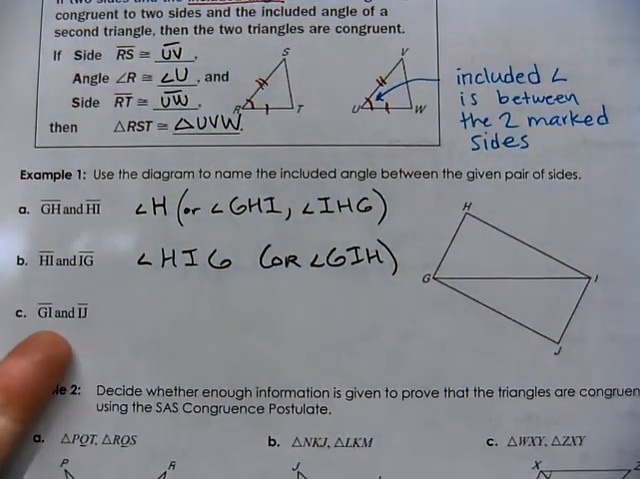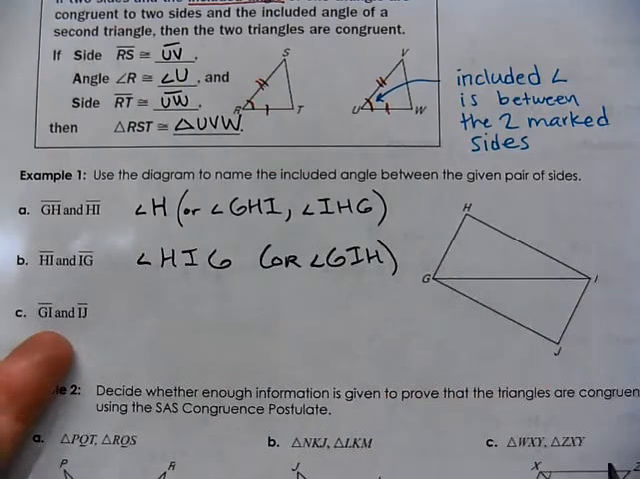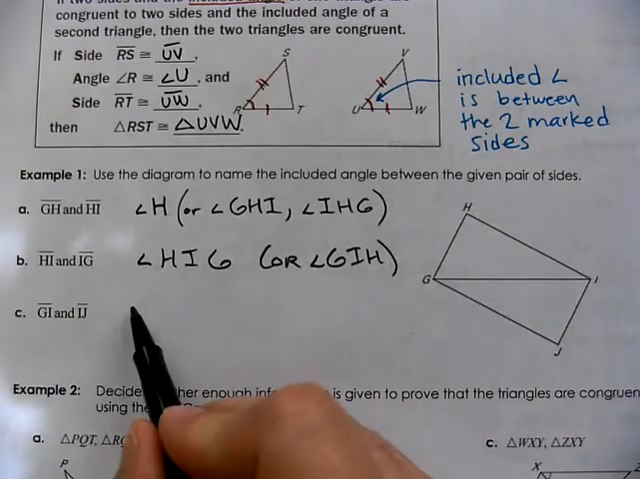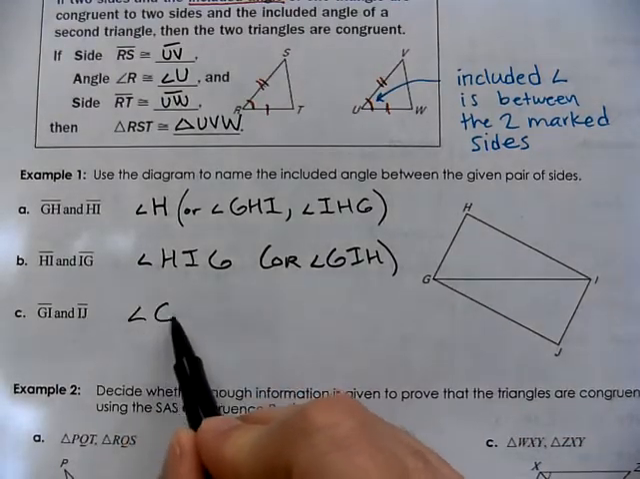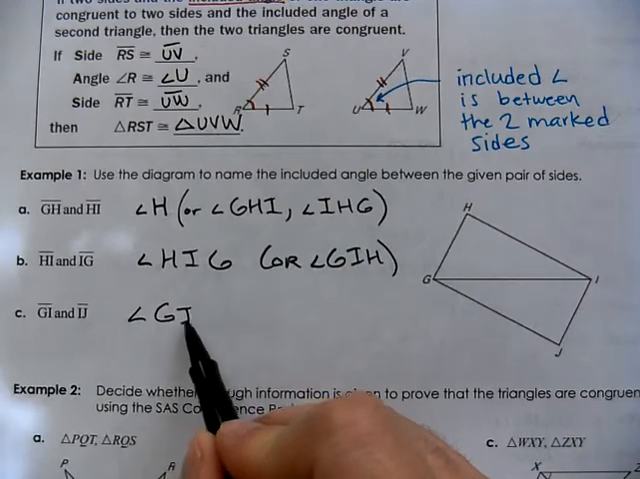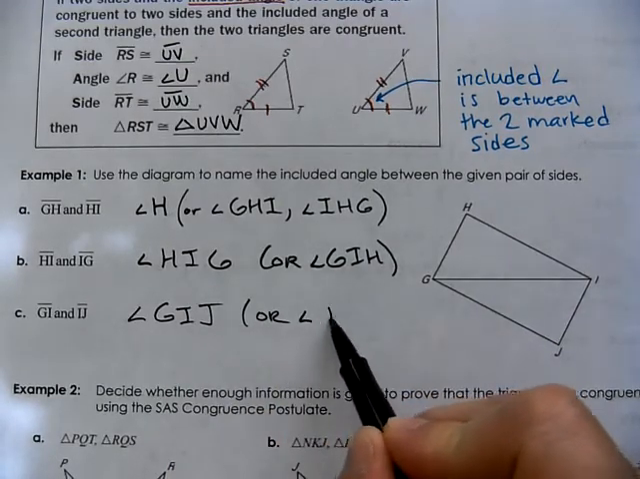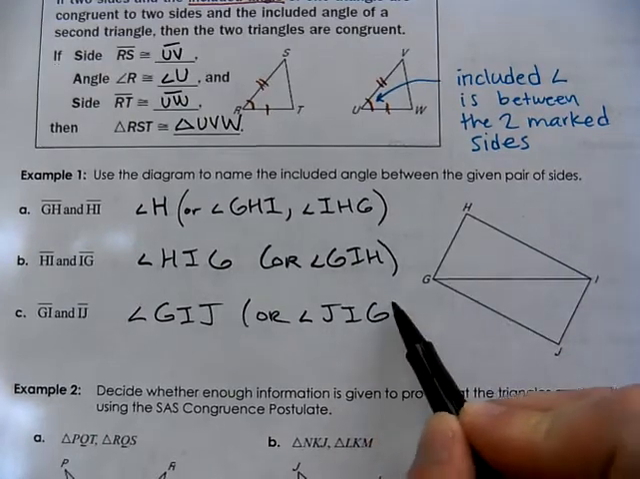And the last one, here we have segment GI and segment IJ. Can you find the included angle? Again, we want a three-letter combination, angle GIJ, or the other way around, angle JIG.